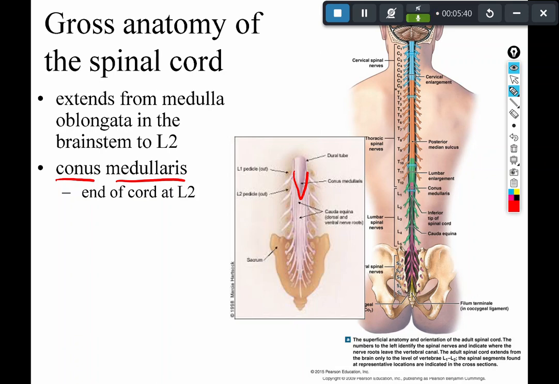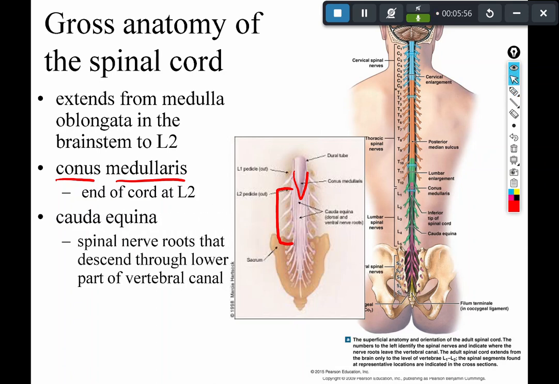However, it doesn't stop. Instead, it just stops being a solid rope or a cord of nervous tissue, and instead it branches out into a multiple nerve structure, which is called the cauda equina. And the cauda equina means tail of the horse. And as you can see, because it's multiple nerves traveling in parallel and then kind of branching off, it kind of looks like a little horsey tail.